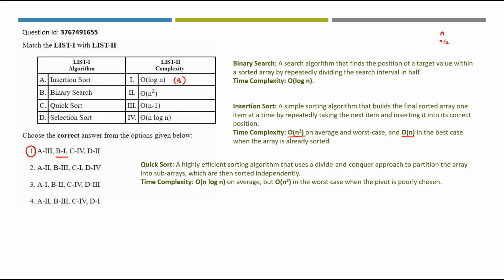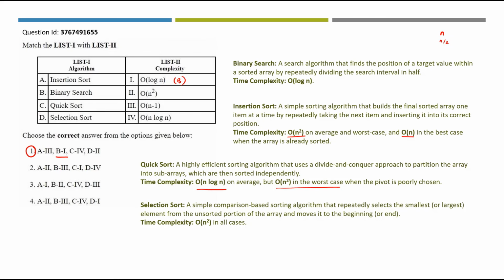Quick sort. A highly efficient sorting algorithm that uses a divide and conquer approach to partition the array into subarrays which are then sorted independently. The time complexity will be big O of n log n on average but big O of n square in the worst case when the pivot is poorly chosen. We usually choose the leftmost element as the pivot element. But here they say when the pivot element is poorly chosen, it can result in big O of n square in the worst case. Otherwise, this has a complexity of big O of n log n.